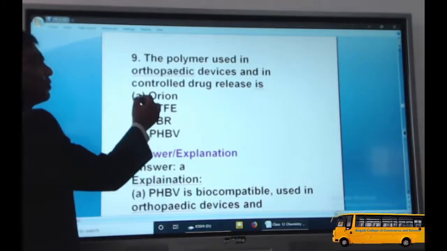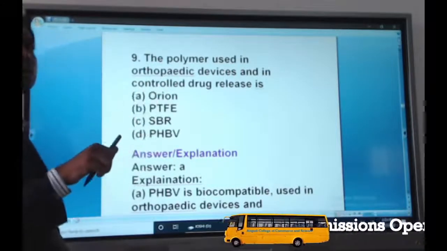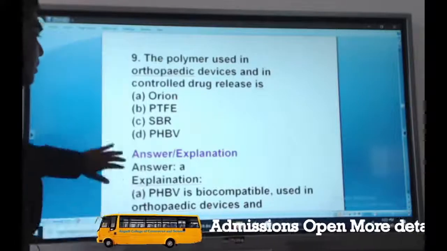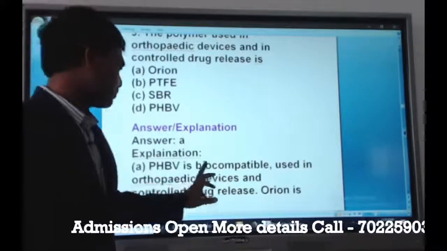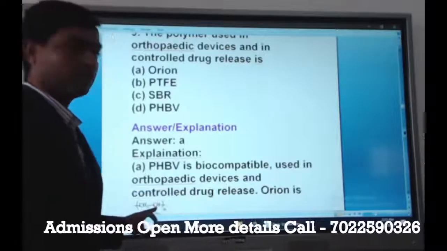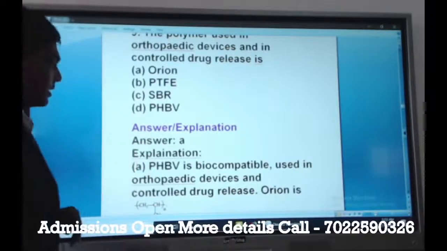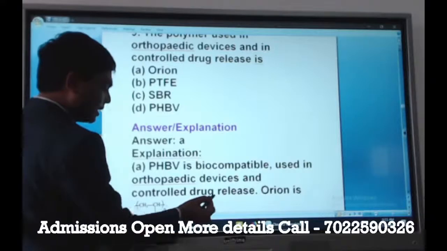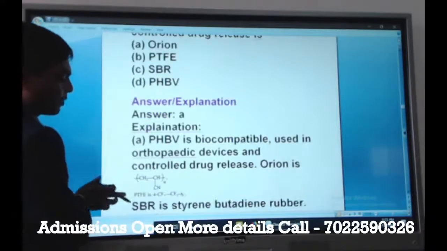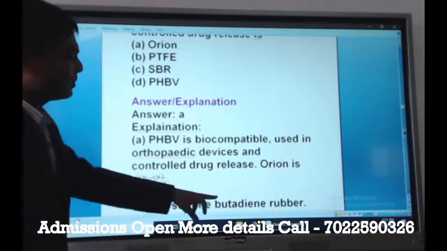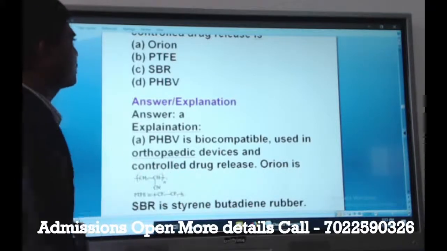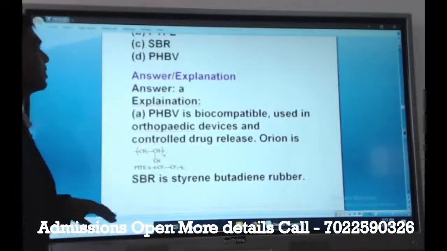So the answer is Orlon. Orlon is also called Buna N rubber. PHBV is biocompatible and used in orthopedic applications. It is also used in controlled drug release, and controlled drug release is done by this one. Means 2 applications are there here. So I told Buna N, it has a CN group. And SBR is a rubber, it cannot be used for this one. So the answer is option A.